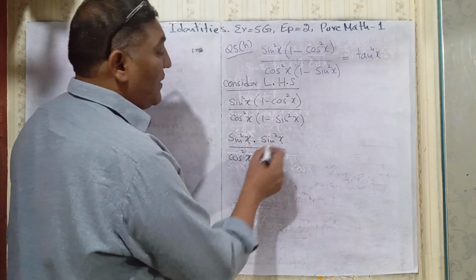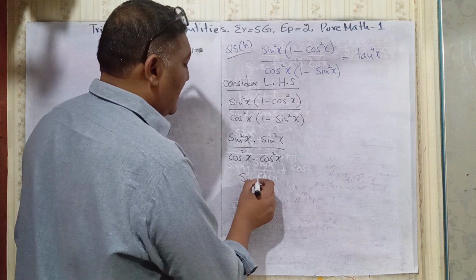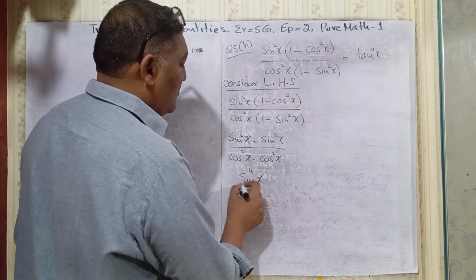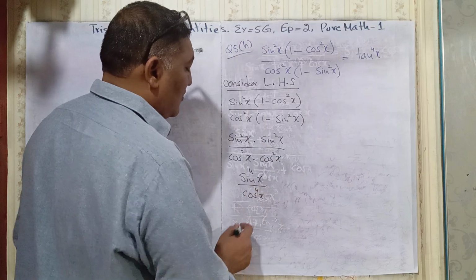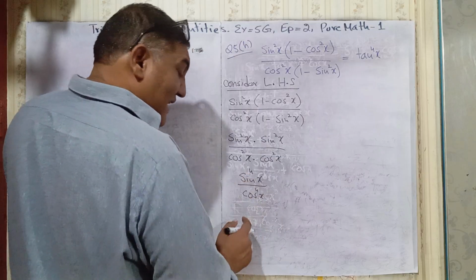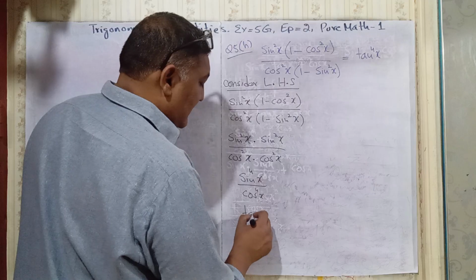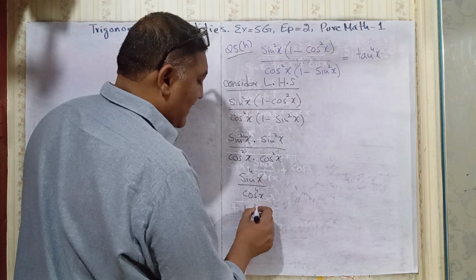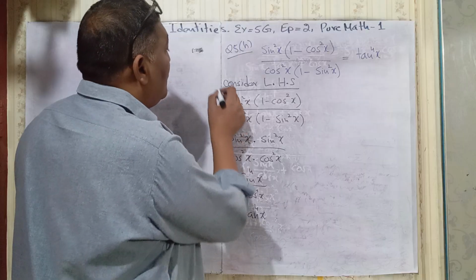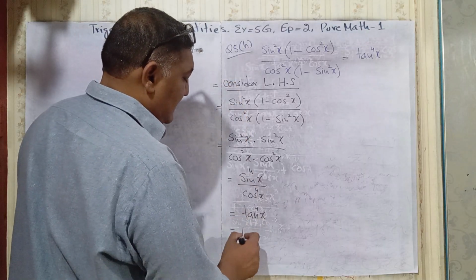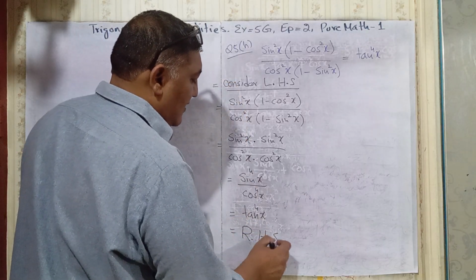So sine square x multiplied with sine square x becomes (sine x) raised to power 4, divided by cos x raised to power 4. Since the power is the same, you can say sine x by cos x, that is tan x, raised to power 4. And this is what we have to prove. Let me say this is your right hand side.